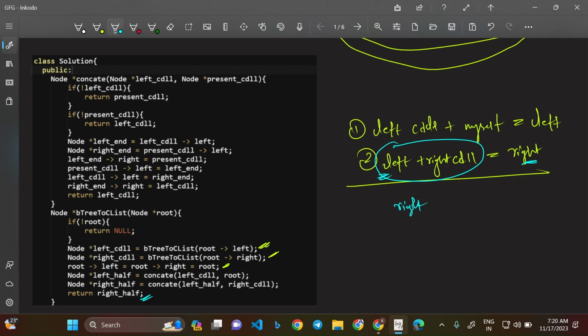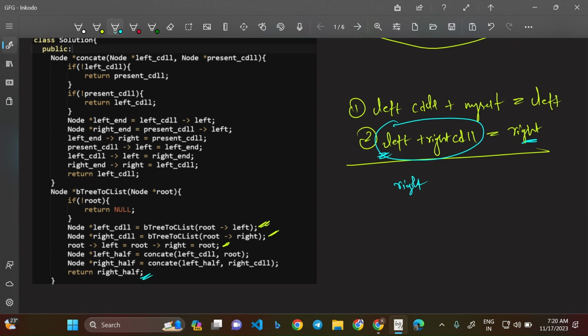So left half, do not go with the words. I've messed up over there. So root left and root right are equal to root, pointing to itself both left and right. Left half, I'm concatenating my left CDLL with root, and then right half would be concatenating the whole left that we have got, that is left half, with the right CDLL that we have, and finally returning this right half.